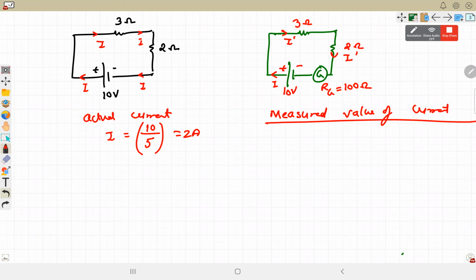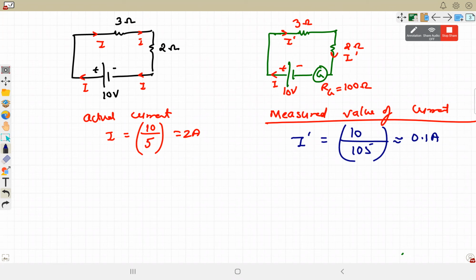Measured value of current कितनी हुई? Total current will be 10 divided by total resistance. So जो current गैल्वेनोमीटर के पास होगी, that will be showing the deflection. So this becomes I dash is potential 10 divided by resistance 105. So it is 0.1 ampere. Actual current भी 2 ampere. अगर हमने गैल्वेनोमीटर को सीधे लगा दिया उसको मेजर करने के लिए, then it becomes 0.1.